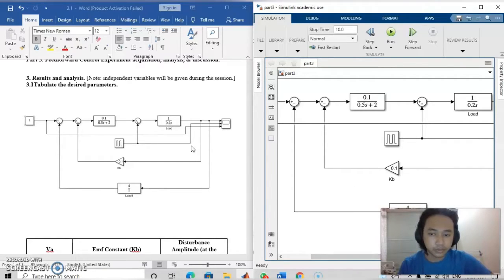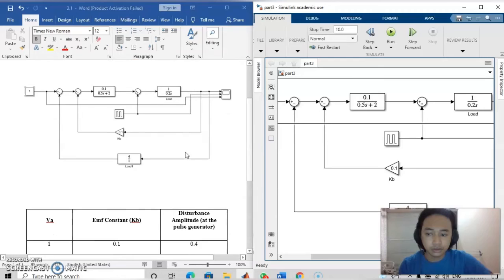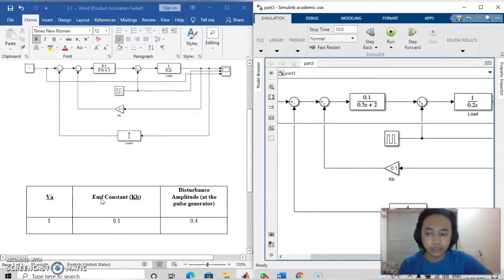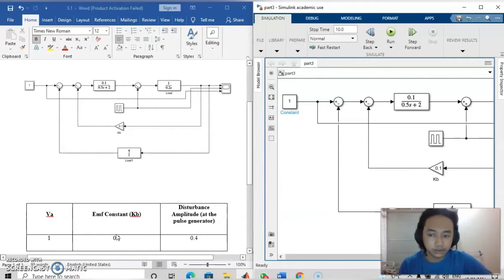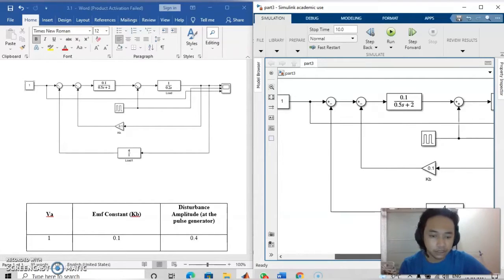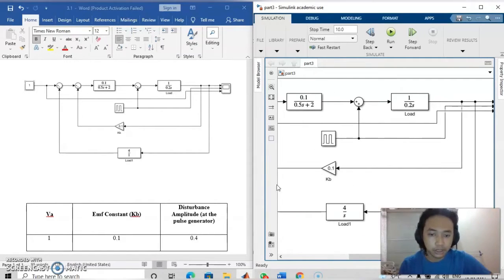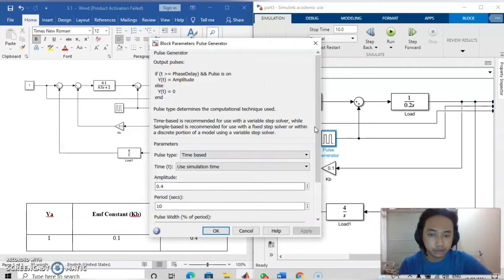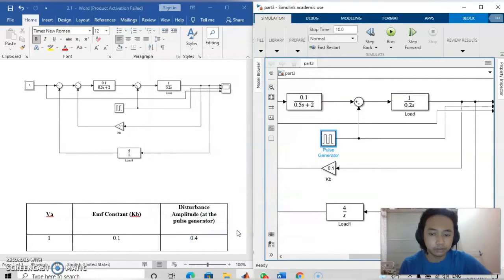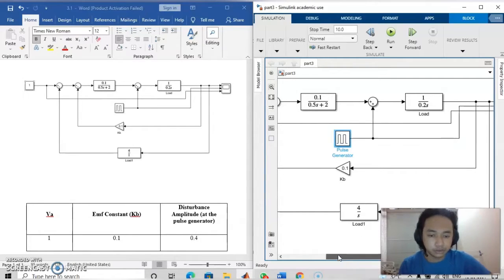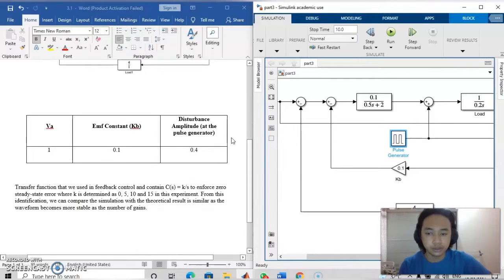I already put in the table VA is 1. The EMF constant KB is 0.1 and the disturbance amplitude at the pulse generator is 0.4. When I double click, it shows the amplitude is 0.4 for the pulse generator on disturbance amplitude. So I'm going to continue.